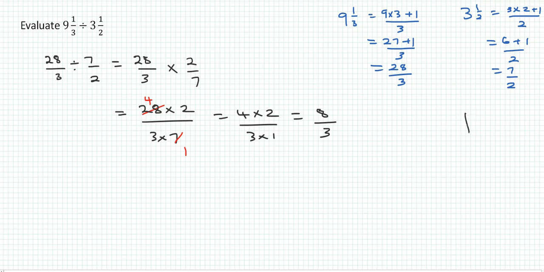Or you can convert to a mixed number. 8 over 3, we have 2. 2 times 3 is 6, subtract, we have a remainder of 2, which is also the same as 2 2/3.